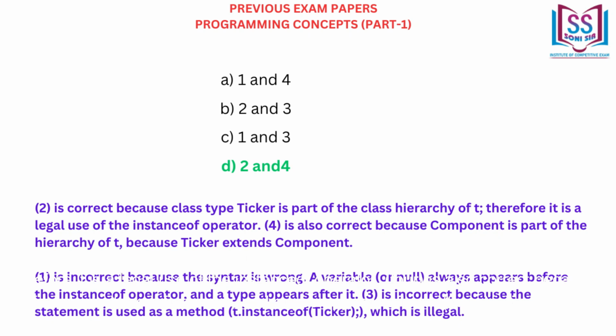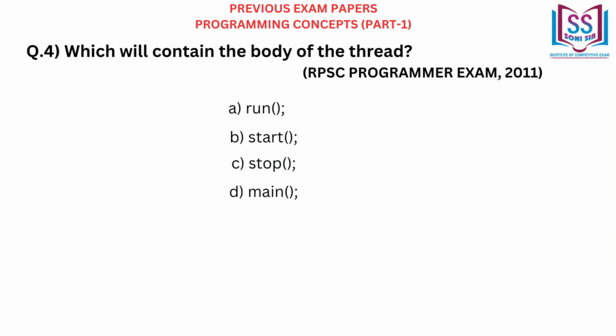2 is correct because class type Ticker is part of the class hierarchy of T, therefore it is a legal use of the instanceof operator. 4 is also correct because Component is part of the hierarchy of T because Ticker extends Component. 1 is incorrect because the syntax is wrong. A variable or null always appears before the instanceof operator and a type appears after it. 3 is incorrect because the statement is used as a method, T.instanceof Ticker, which is illegal.